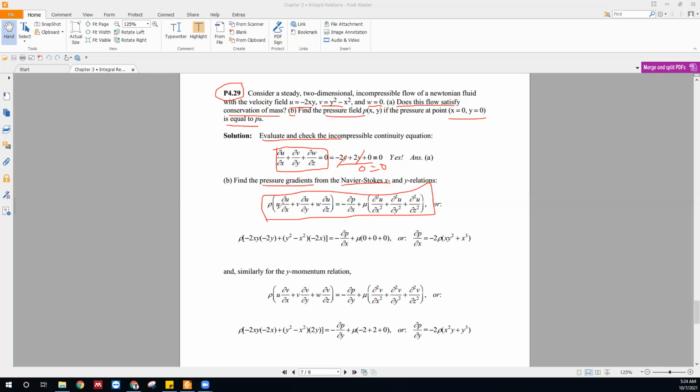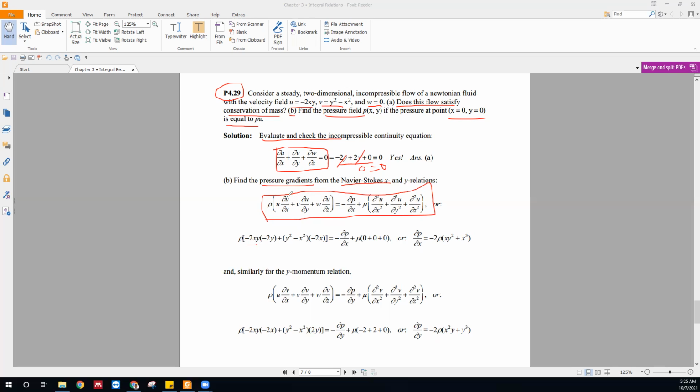Rho multiplied by u delta u by delta x plus v delta u by delta y plus w delta u by delta z equals minus delta p by delta x plus mu multiplied by delta square u by delta x square plus delta square u by delta y square plus delta square u by delta z square. Okay. Now if we put the value of u, then we get rho multiplied by u, which equals minus 2xy. So you put the minus 2xy.